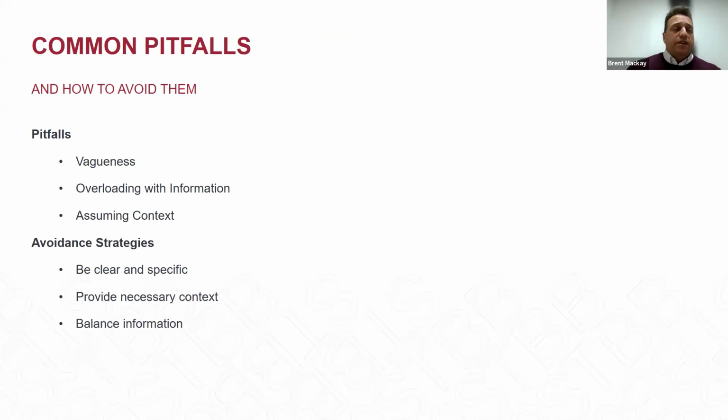So, common pitfalls and how to avoid them. The main pitfalls, and when we cover the how-tos on this in a moment, you will see that it actually will resolve these anyway. But the things to avoid are vagueness, so being vague about exactly what it is that you want. And then overloading with information, which is the exact opposite of vagueness. So you're trying to be too specific and going on a long ramble of paragraphs or pages long about exactly what you want the AI to do.